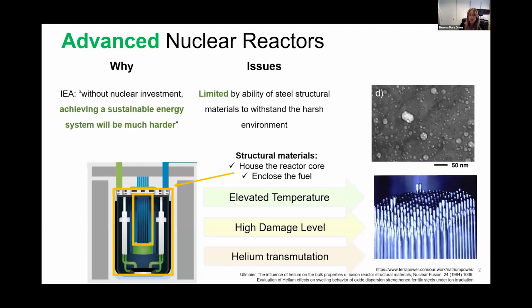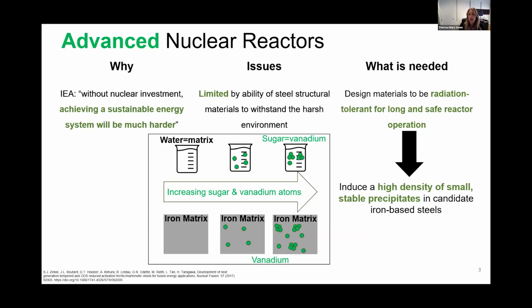These metallic alloys need to operate under harsh environmental factors in order to ensure safe and long-lasting reactor operation without degradation. But the operating conditions are pushing the limits of current materials' viability, and thus it's necessary to increase the alloy performance through tailored design. So one key design feature of interest is inducing a high density of stable precipitates.